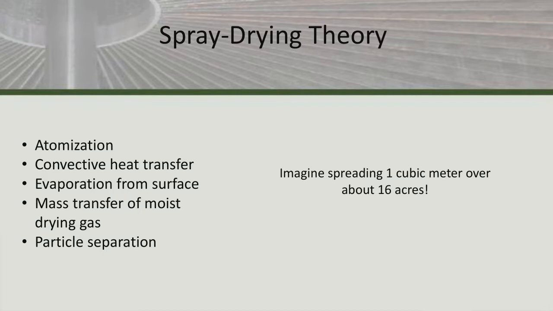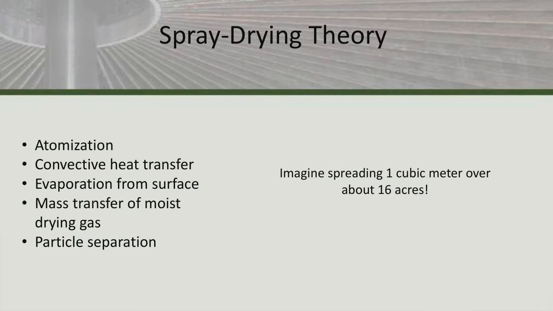Just to give you an idea of how small these particles can be, if you imagine taking a cubic meter of liquid and spreading it over 16 acres, that's the type of surface area advantage that we get with an effective atomizer. This mist is then introduced into a heat transfer chamber where there's hot air that through convective heat transfer will evaporate the moisture.